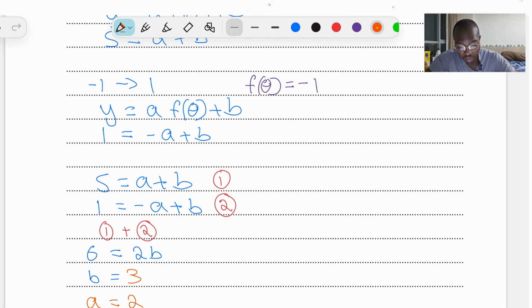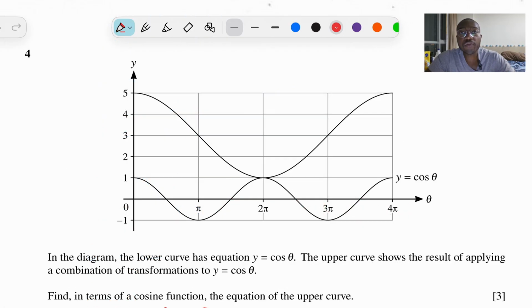So now we know that in the y direction, y is equal to 2 f of theta, which would be our cosine theta, I'll put that in later, and then that would be plus our b value, which is 3. So now that we've done this in the y direction, we're going to do the same thing in the x direction, okay?